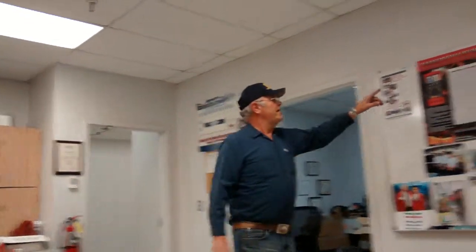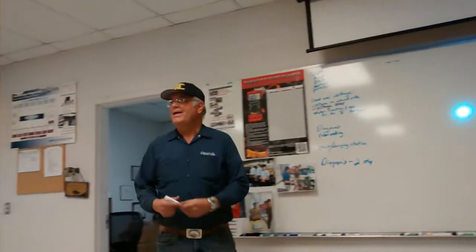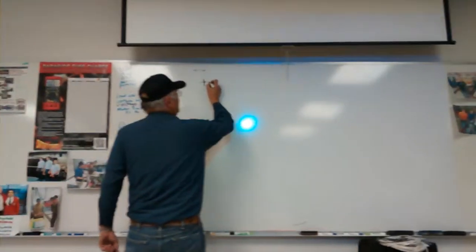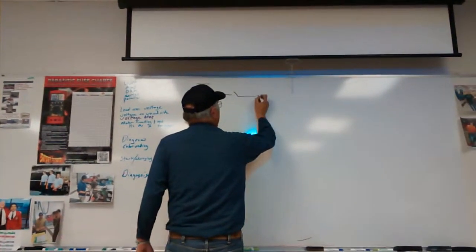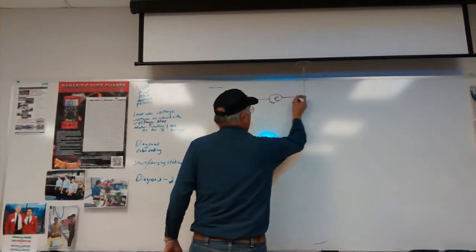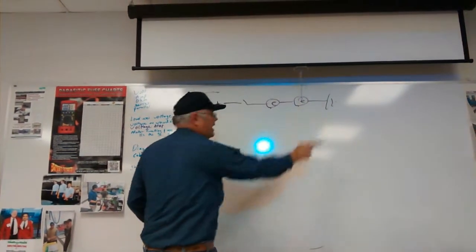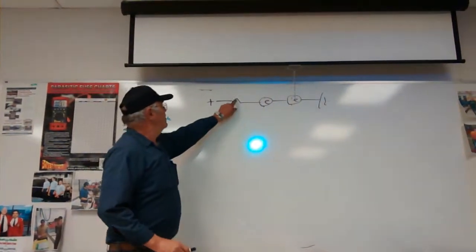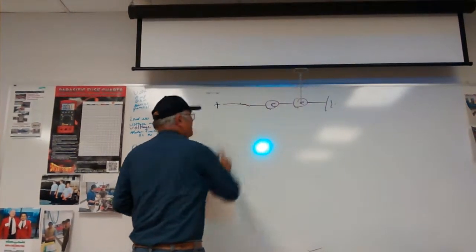The next thing I went over is a series circuit. A series circuit means that everything is in a line. So if we have positive voltage here, we come out and we have a switch here. We're going to have a load. We may have another load, come through and we have the ground. Everything is in a line. Okay, that's series. When we close this switch, all the lights come on.